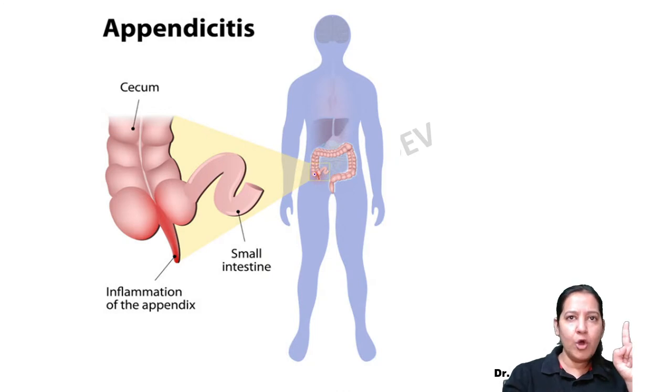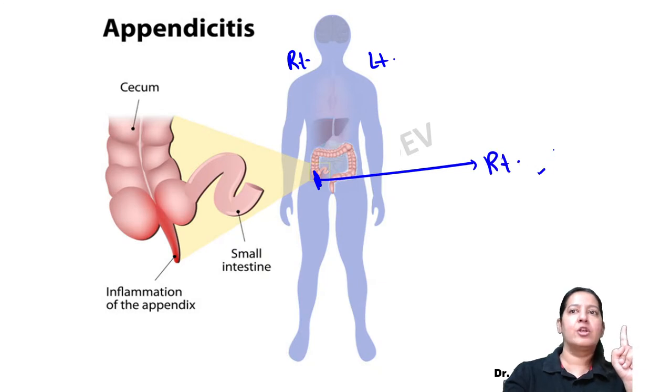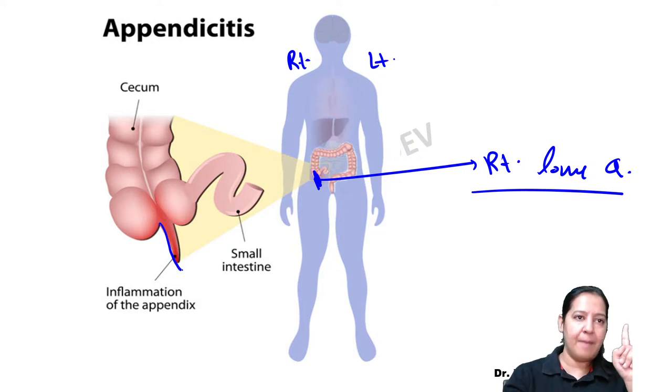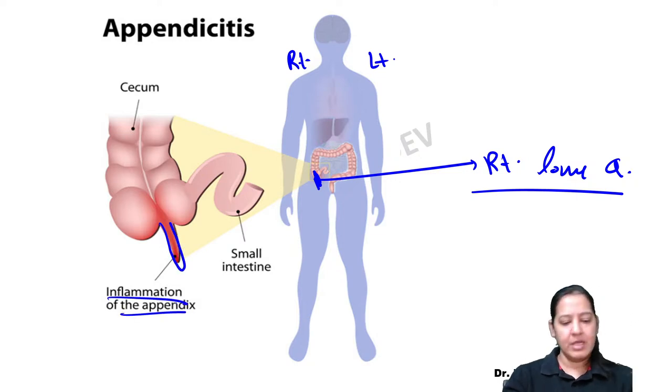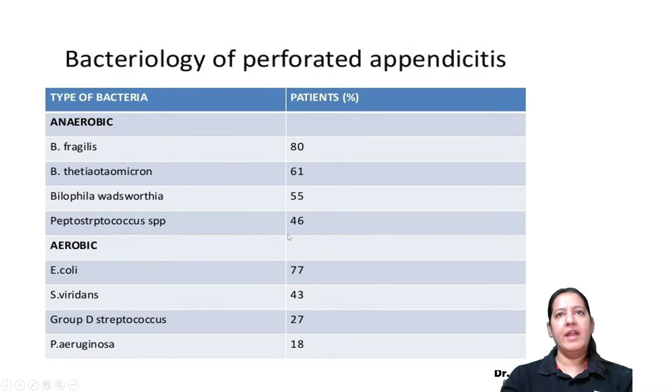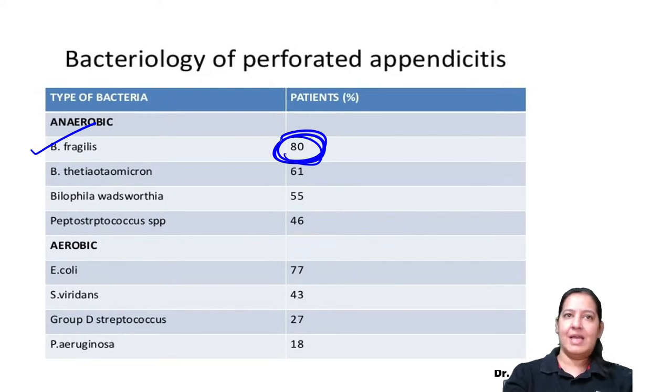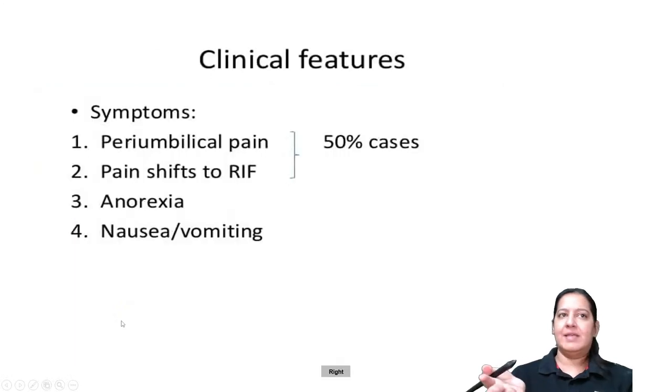So can you see it is the right lower quadrant. Appreciate the right lower quadrant. This is the right side of the patient. This is the left side of the patient. So the typical quadrant is right lower quadrant pain. This is the typical complaint. Can you see this is the appendix. It is inflamed, right? Okay, bacteriology. Most commonly Bacteroides fragilis causes acute appendicitis. These are the list of bacteria which cause acute appendicitis.